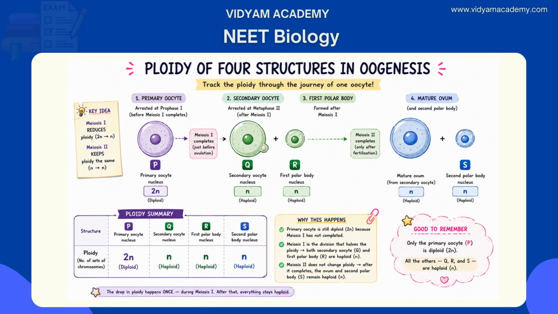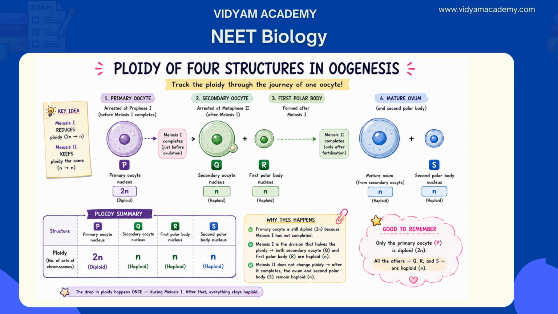So the only diploid structure in the question is the primary oocyte P, and every other structure, Q, R and S, is haploid, making option B exactly the right answer.